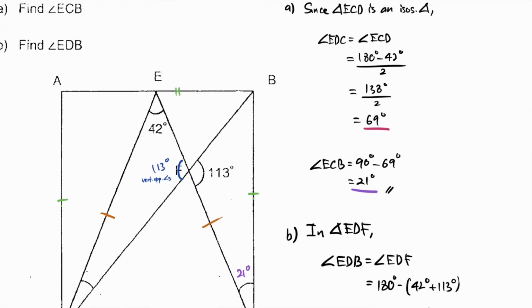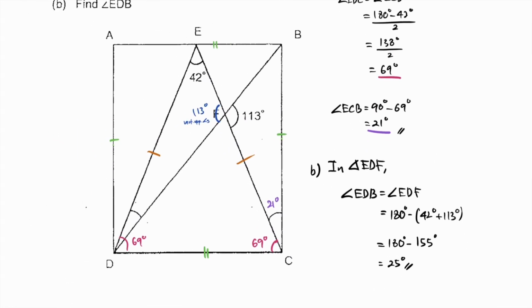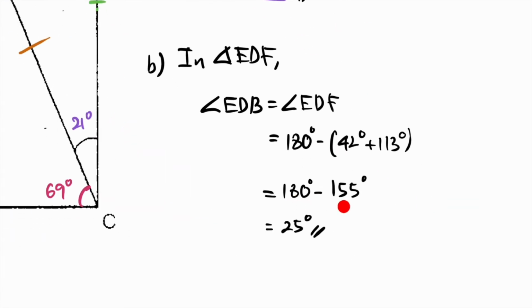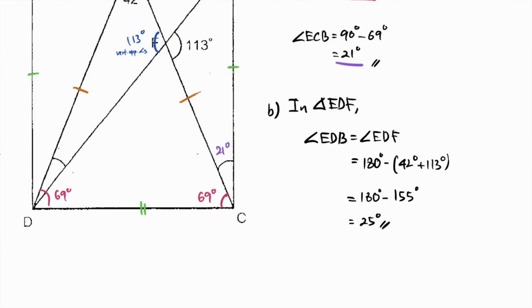Next, in EDB, so where is EDB? It's right here, EDB. Well, look at this 113 here. This is 113 on the inside as well because of vertically opposite angles. Then this should be easy to find, because in this triangle here, I've got 42, I've got 113. So we can find this angle straight away. So 180 minus these two angles, 42 and 113. So we have 180 minus 155. The answer is 25 degrees.